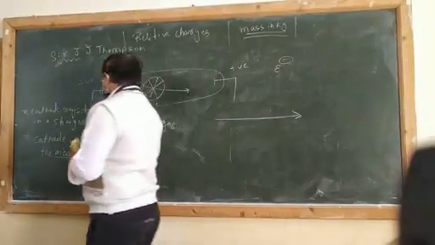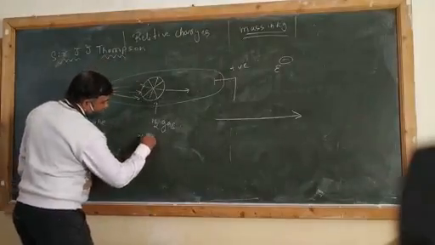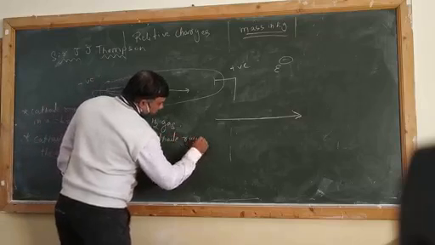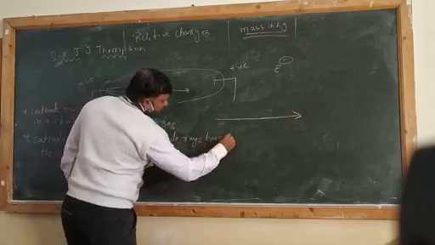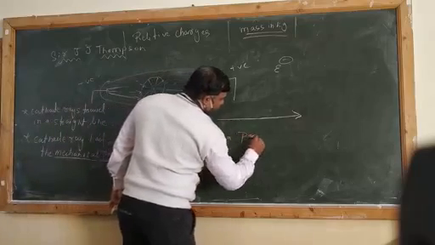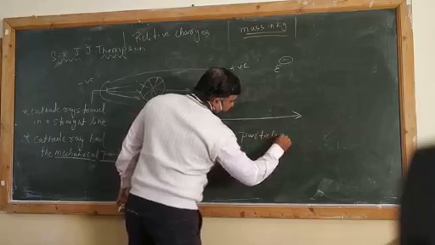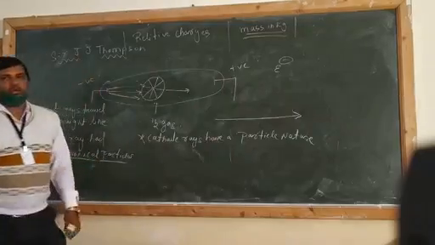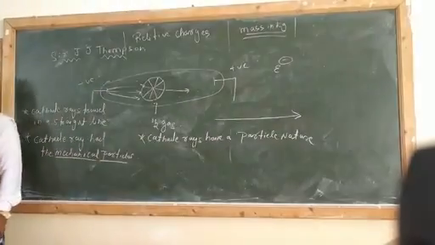Third point: cathode rays have a particle nature. Cathode rays have a particle nature, right?